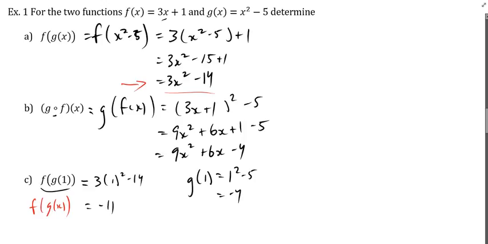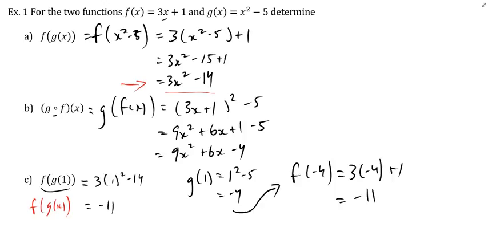And if I do f(-4), the output of g at the value of 1 becomes the input of f. So 3 times -4 plus 1, which is -12 plus 1, which is -11, right? So you better get the same thing. That's what makes sense. But we have an expression for it now, so we don't have to do it in 2 steps. We can do it in 1 step. That's algebra, right? That's the power of algebra.